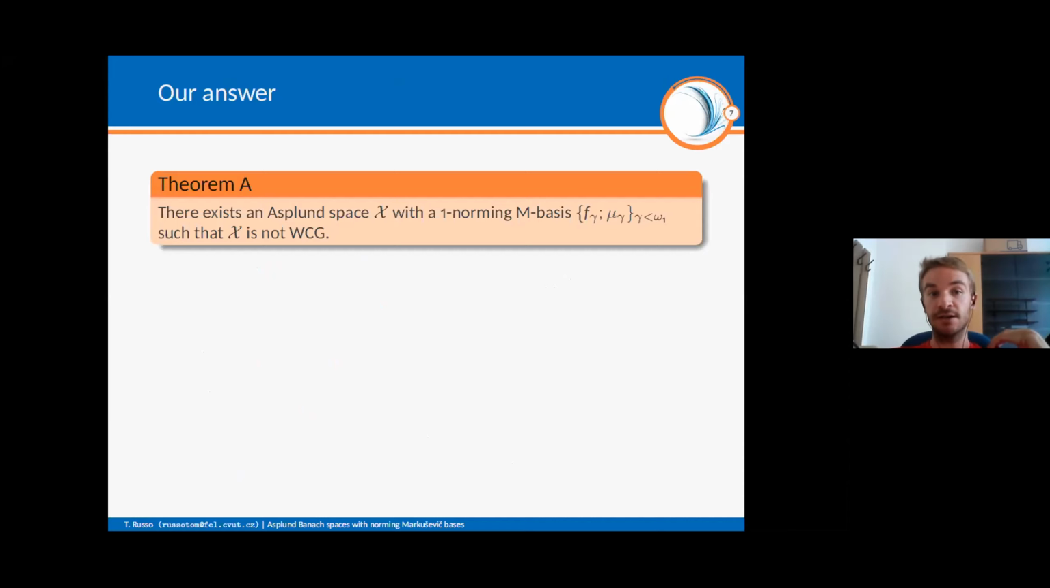And here is what we were able to show. Our answer is a negative answer to the problem. So we were able to build an Asplund space with a one norming Markuševič basis, which is not weakly compactly generated. So very shortly, the answer here is just no. We actually do slightly more, in the sense that the system that we build is also normalized, both in the vectors and in the functionals. So f_gamma and mu_gamma have norm 1. So this is the so-called Auerbach system.